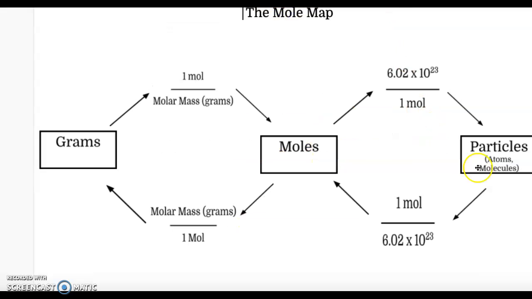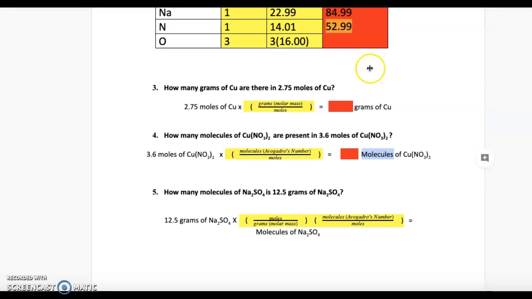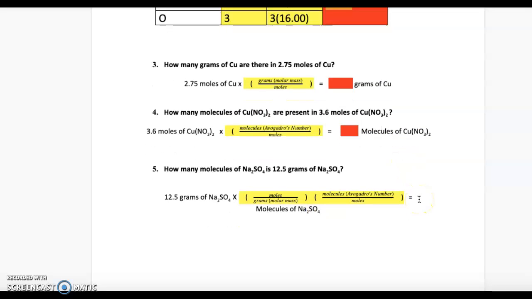And if you look at your map, if we're trying to find molecules or particles as we know it, you're going to use Avogadro's number. Okay, we're not going to use the molar mass. That was a big error. We're not using molar mass anywhere in this problem because we want to get to molecules, not grams. Okay. And number 5, I know it's super tricky. This is the hardest it gets.